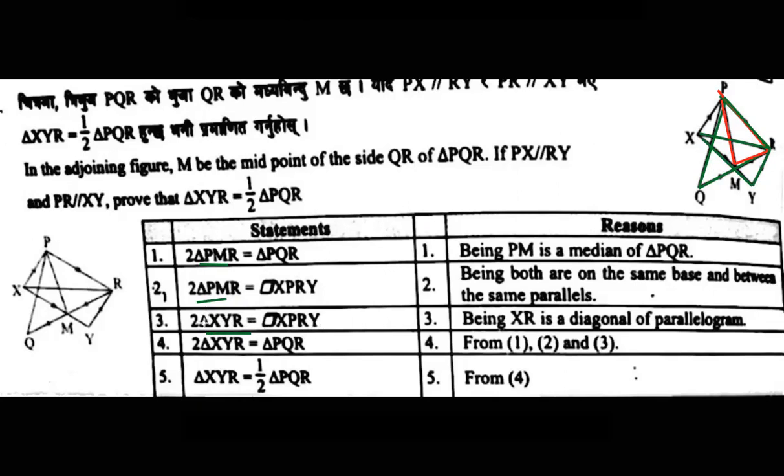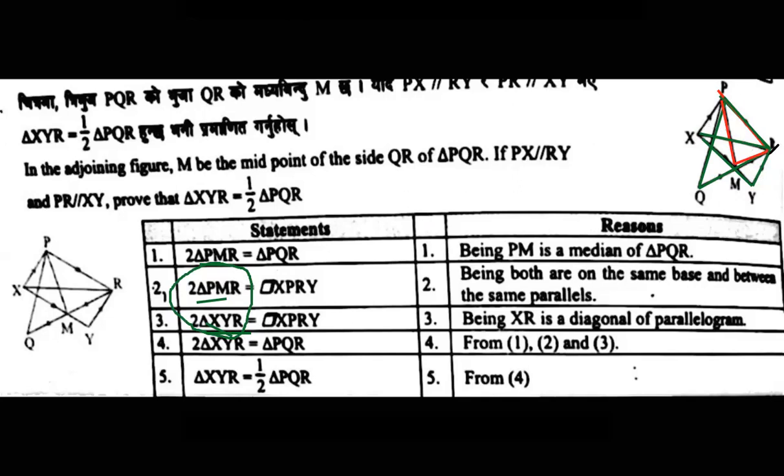So let's write this in this place and replace this. If you replace these two triangles, you can write this in place of this. Now if we combine these three, this triangle is half of this big parallelogram. This PMR is also half of this whole parallelogram. And then PMR and XYR are also equal to each other, so we can replace this with this.